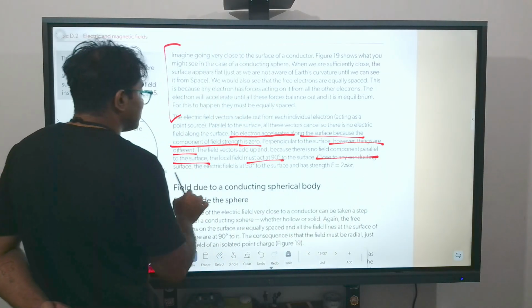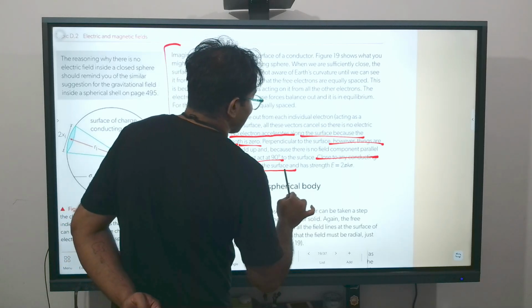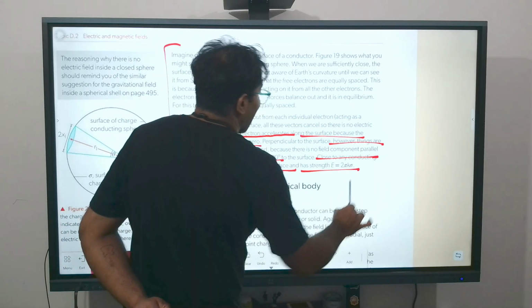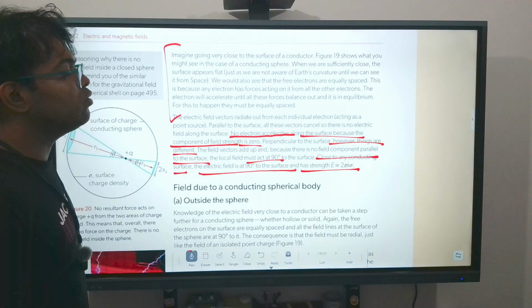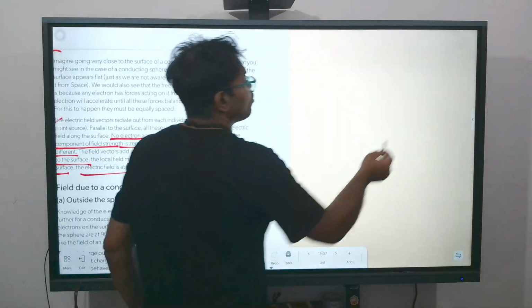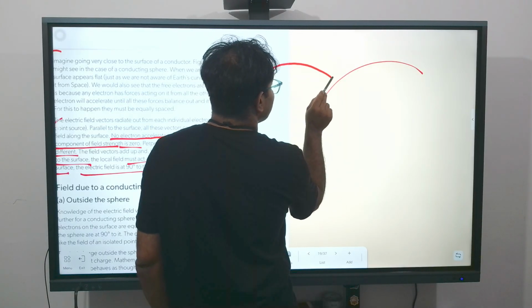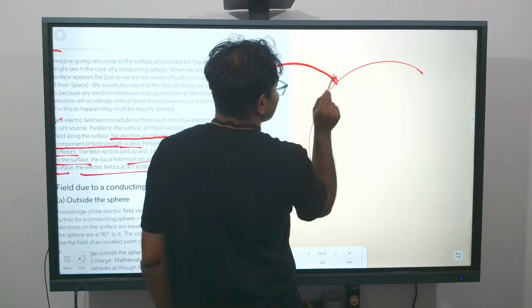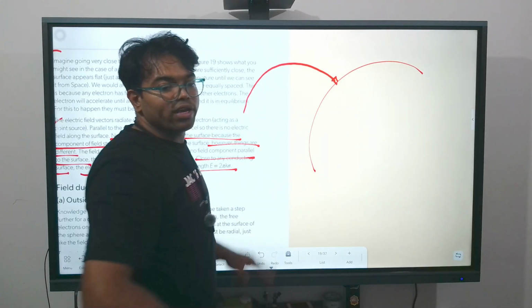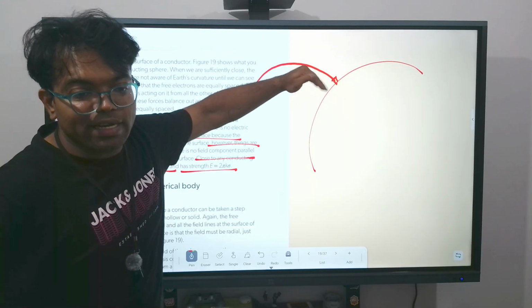Close to any conducting surface, the electric field is at 90 degrees to the surface and has a strength of E equal to 2 pi k epsilon naught. So even if you have a curved surface like this, and an electric field is coming like this, the electric field will always enter the surface like this. It will always enter perpendicular to it.